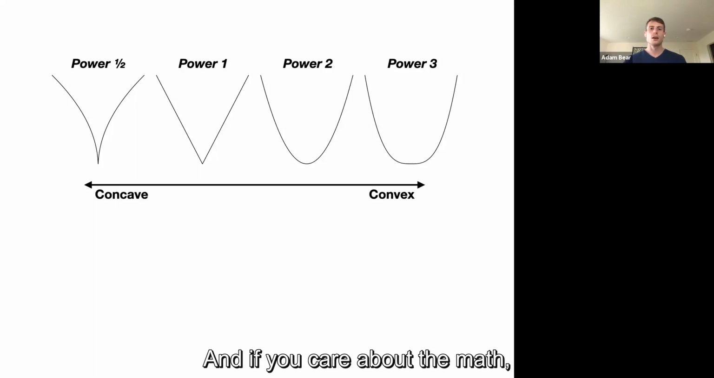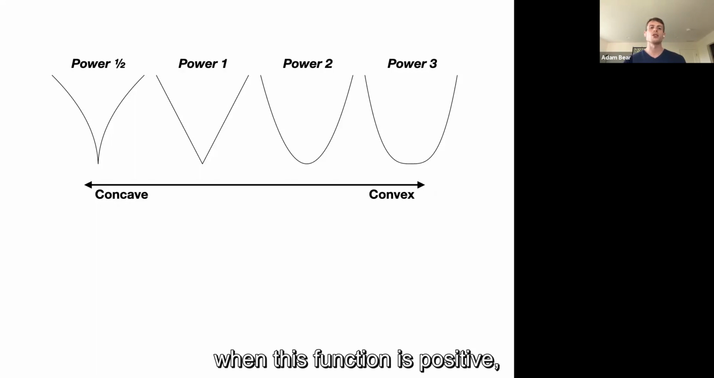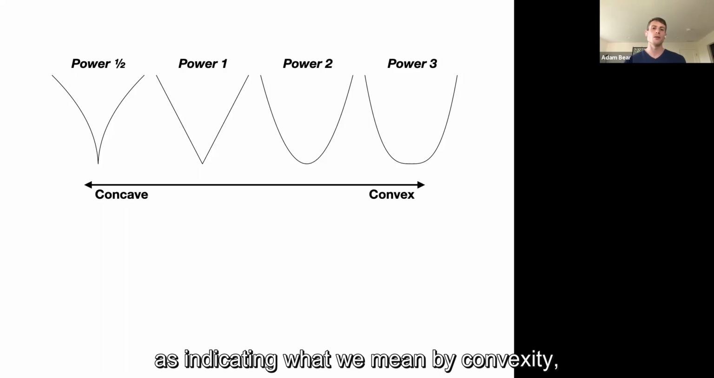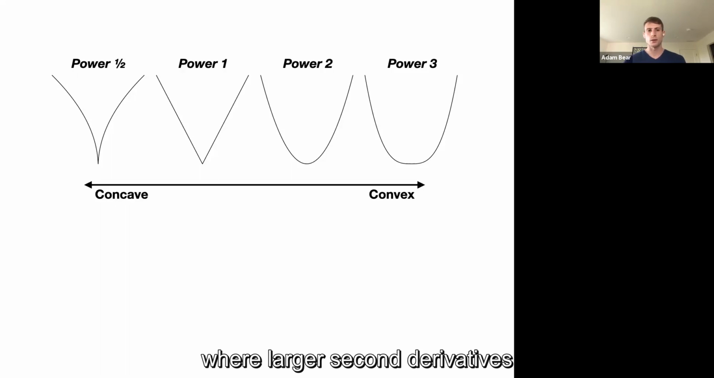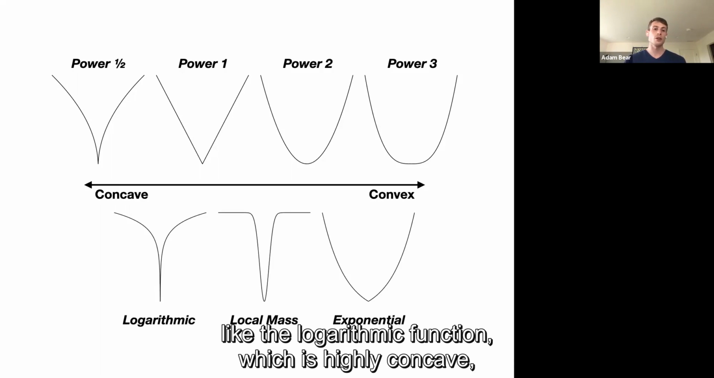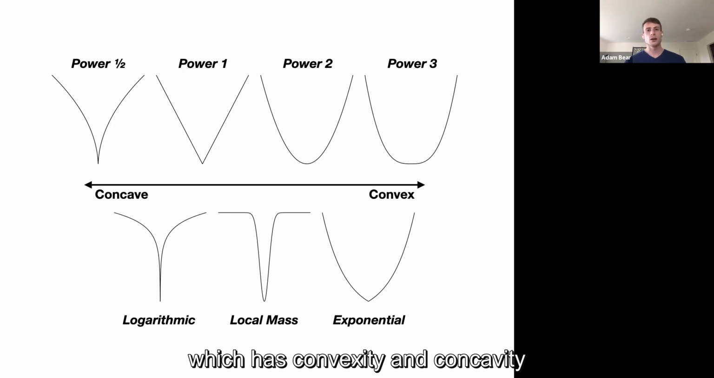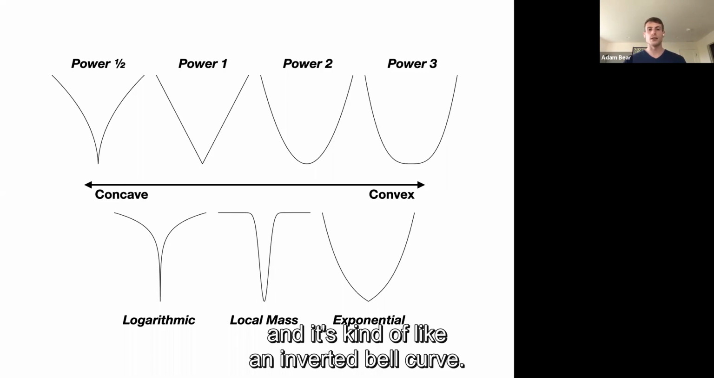And if you care about the math, you can think of the magnitude of the second derivative when this function is positive as indicating what we mean by convexity, where larger second derivatives are more convex in our language. We also consider some other functions, like the logarithmic function, which is highly concave, versus the exponential, which is highly convex. And this local mass function, which has convexity and concavity at different points in the function, and is kind of like an inverted bell curve.